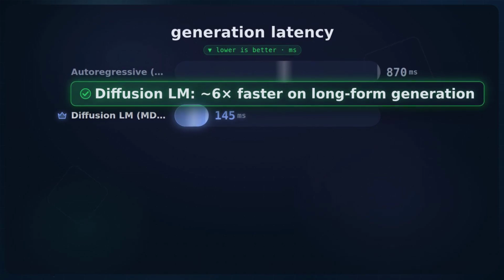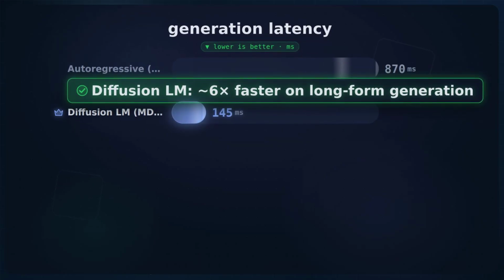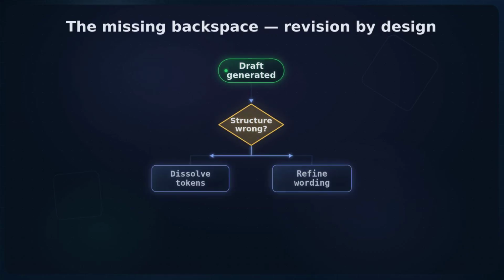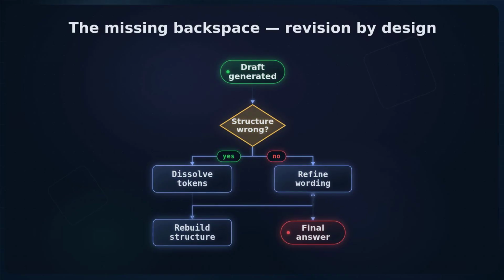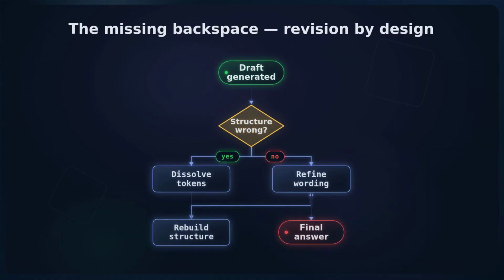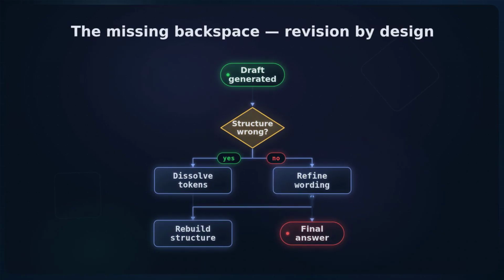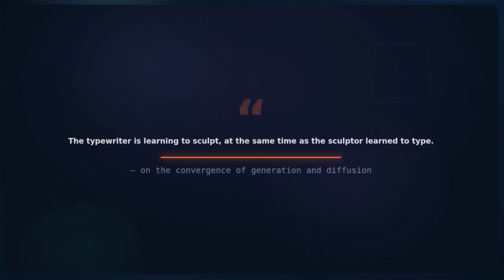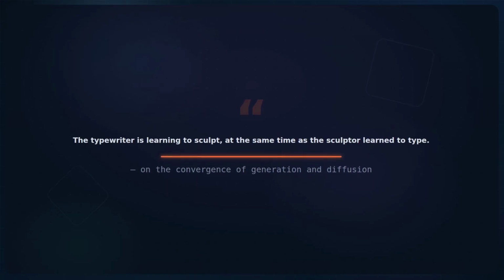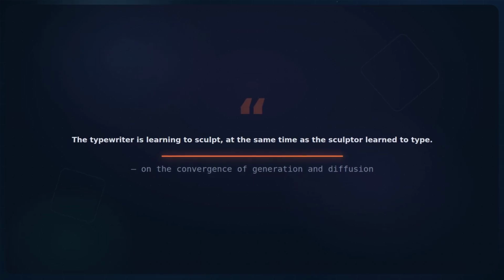Two things make this exciting. The first is raw speed. A handful of parallel refinement rounds can replace hundreds of sequential predictions. Early systems already show several times faster generation. The second is the missing backspace. A left-to-right model commits to each word and can never go back, but a diffusion model revises by nature. Say the structure of the answer is wrong. The early rounds can dissolve it and rebuild it entirely. Think of how a tree in a forming image can still become a building. The pixels were never locked in. That same flexibility now applies to language. The typewriter is learning to sculpt at the same time as the sculptor learned to type.